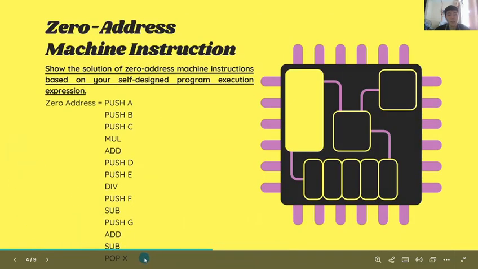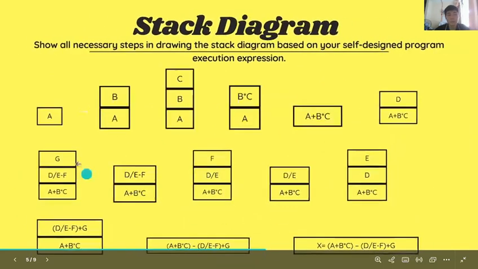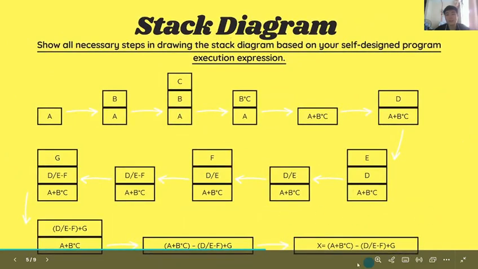And then the last instruction is pop X. When you see pop X, that means the serial address is X, and also for your stack diagram, it will form like this, X equals to the whole thing from the previous step.